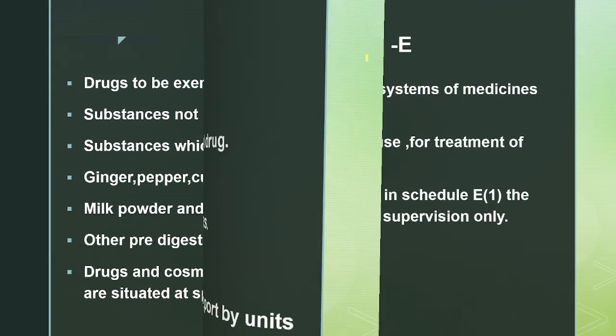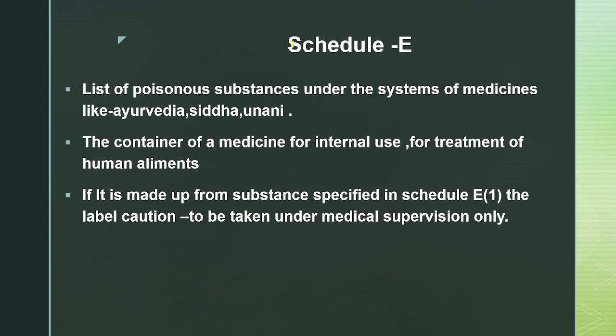And the next is schedule E. Schedule E mostly deals with the list of poisonous substances, and E stands for evil. Evil means dangerous substances, meaning we cannot take those drugs. It lists poisonous substances under systems of medicine like Ayurveda, Siddha and Unani. What are the substances which act as poisonous agents under these medicinal systems like Ayurveda, Siddha, Unani and homeopathy, etc.